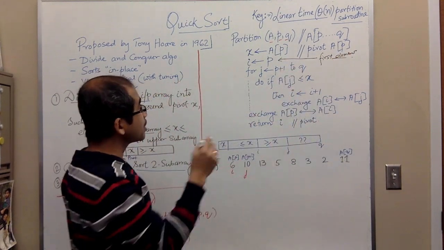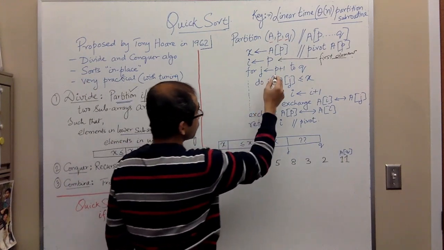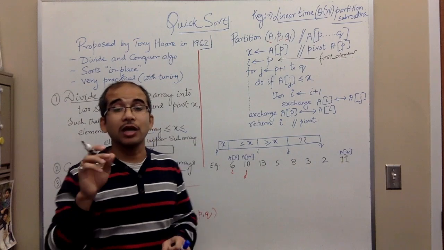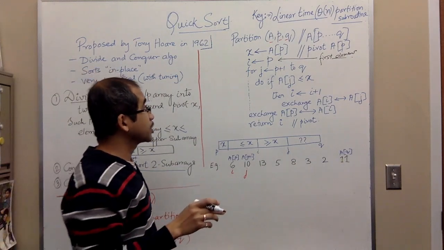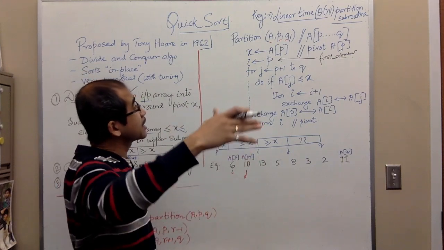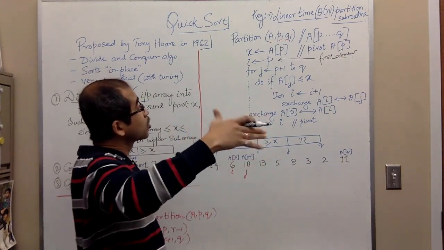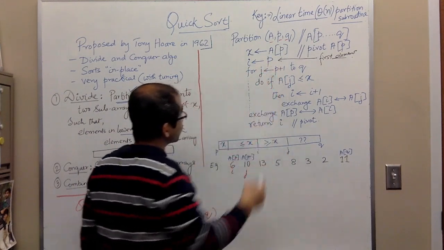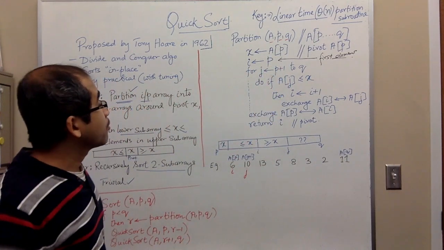Now we have another variable j, which is from p plus 1 to q. That means i is the index of the pivot element, which is the first one. And then from the second element till the last element, I go through them using a loop variable, which is j, using a for loop.